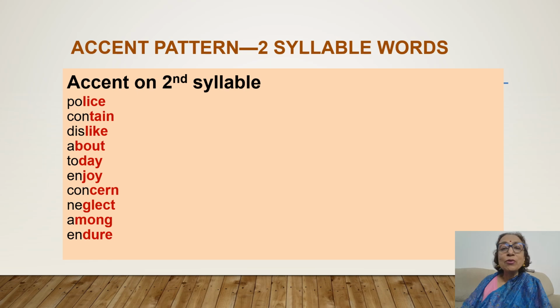When you see the children do this, we can also be like them. Although most of you are adult learners, we can always become children when we learn pronunciation. And by listening and pronouncing loudly, we can get better. So all these are two-syllable words where the accent is on the second syllable.